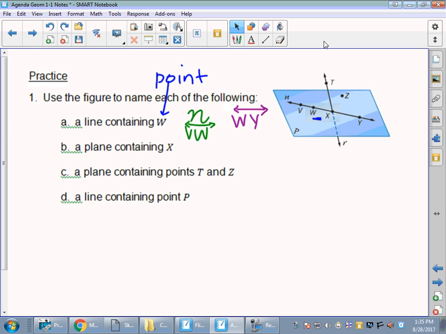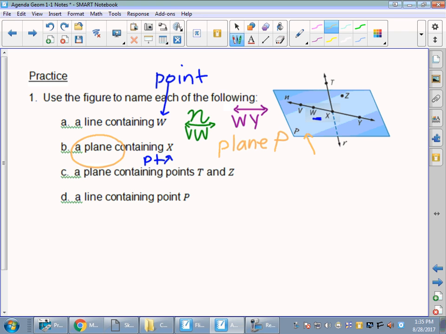Name a plane containing X. Notice X is still a point, right? Because it's a capital letter. So the plane that contains X, how do you name a plane? You name it by either 3 capital letters, which is 3 points, or by a capital cursive letter. Do you see the capital cursive letter for the plane that contains point X? Plane P, right? Right here, it's got it. That P is not with a point anywhere. They try to keep them pretty close together.